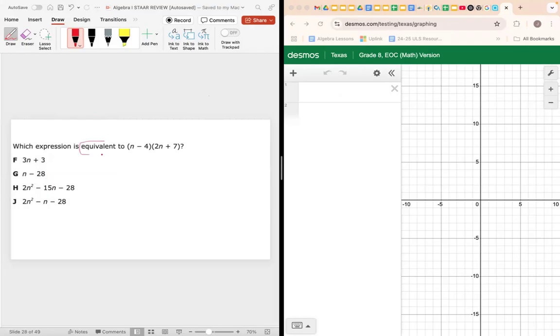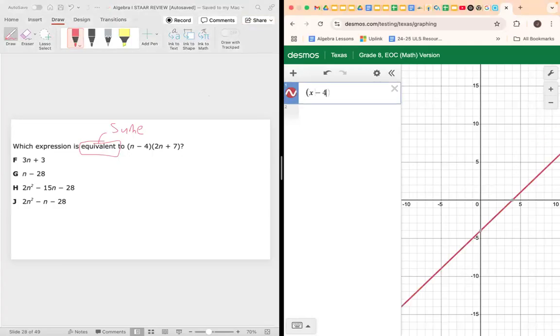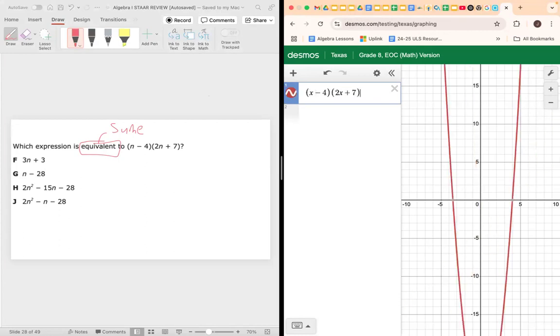Again, that word equivalent, let's go ahead and box it. I know I'm looking for the same. And so instead of using an N, I'm just going to use an X. So let's type our first equation. We got x minus 4 times 2x plus 7. Again, I'm just using my x's instead of n's. All right, so we have this beautiful quadratic. We're trying to see which expression is equal to it.